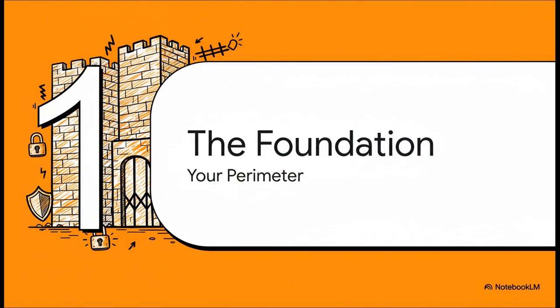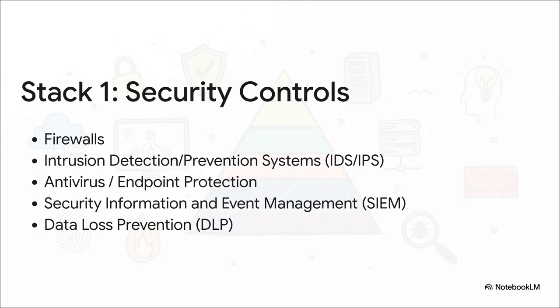These first 2 stacks, they're like the outer walls and the gatekeepers. They are your absolute first line of defense against anyone trying to get in. Stack 1 is all about your big security controls. These are the tools that are designed to protect the entire environment. You've got firewalls blocking bad traffic, antivirus scanning for malware, and monitoring systems like a SIEM looking for anything suspicious happening across the board. You can think of them as the guards standing at the main gate.